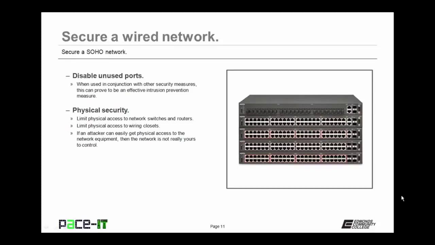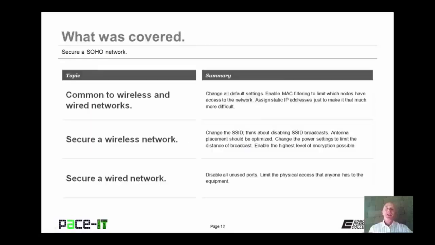Which also brings us to the next step, physical security of the equipment. You need to limit the physical access to the network switches and routers. You also need to limit physical access to wiring closets and punch-down panels. If an attacker can easily get physical access to network equipment and wiring, then it's not really your network to control. Now that concludes this session on how to secure a small office, home office network.